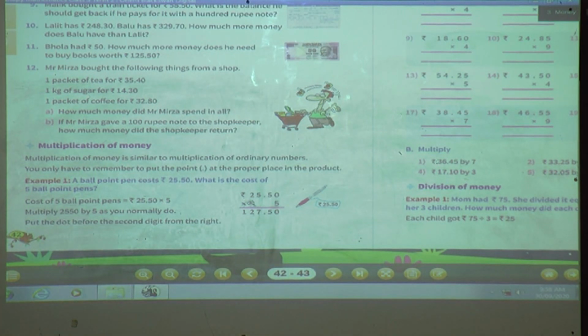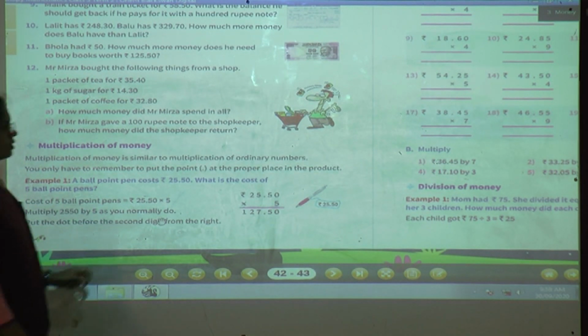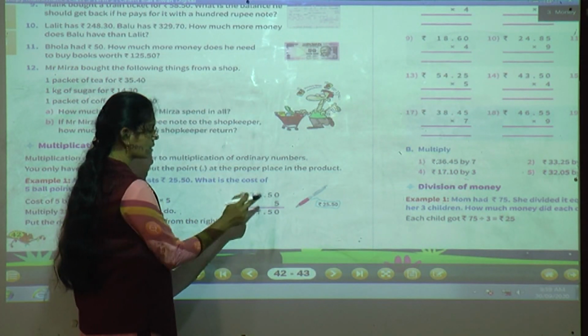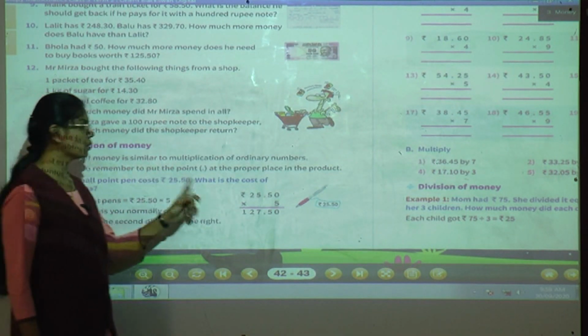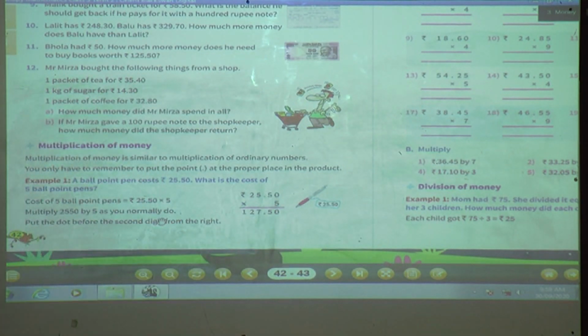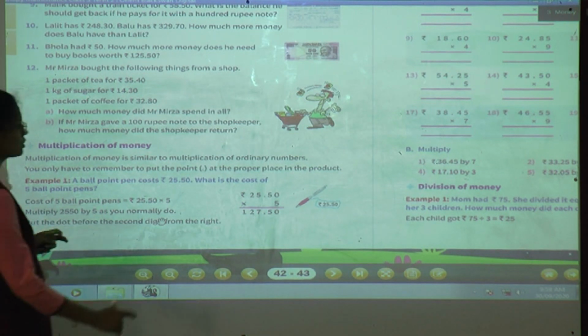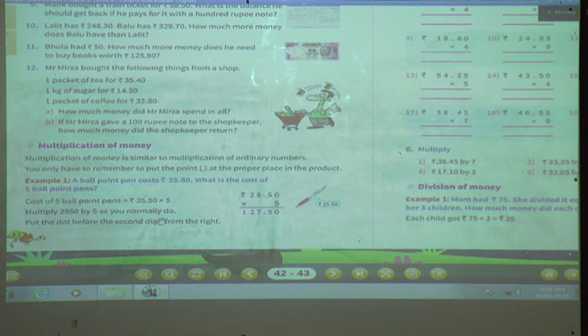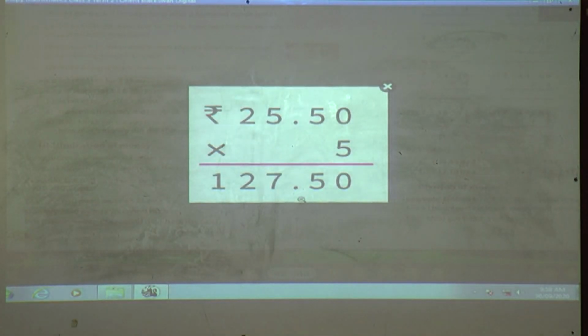First of all, what you have to do? Just multiply 2550. Forget this point. While doing the multiplication you have to multiply 2550 into 5, as you normally do. Then in the product put the dot before the second digit from the right. Whatever answer we get after multiplication, in that we have to put a dot before the second digit.